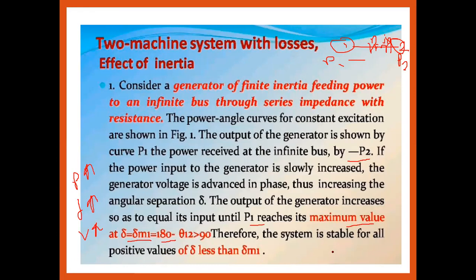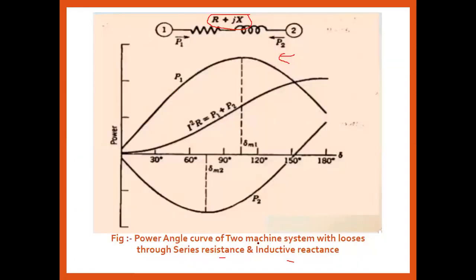Therefore, the system should be stable for all the positive values of delta less than delta M. Means first, we have to increase the power.